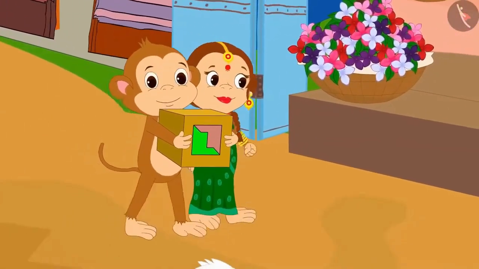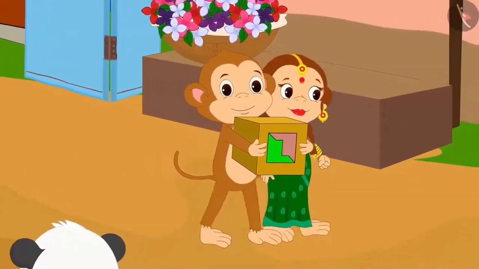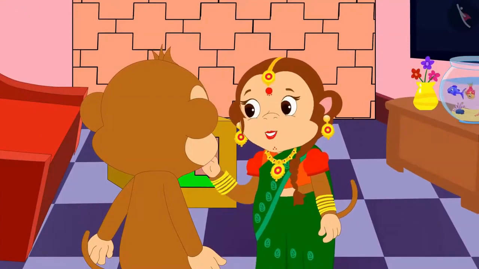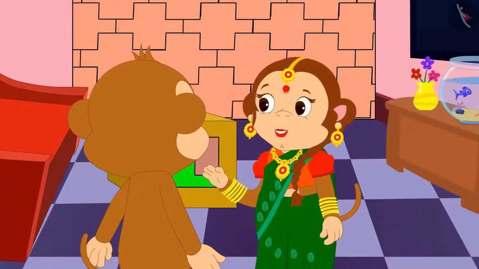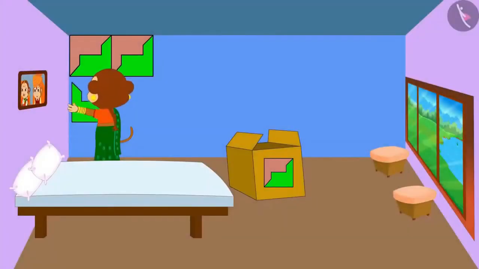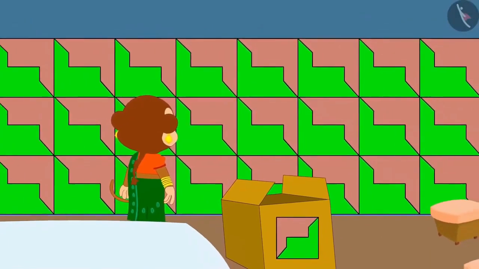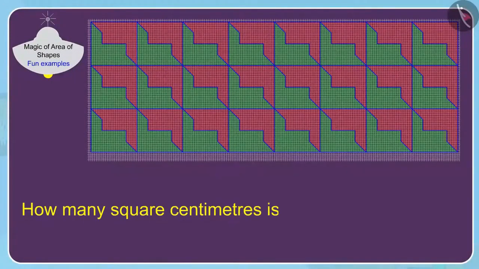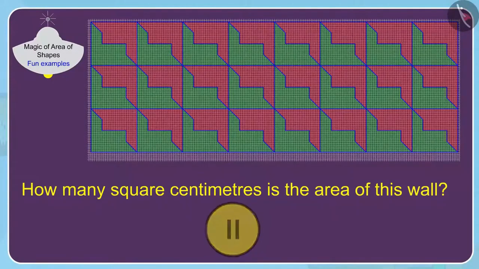Babban immediately bought tiles of that design, and Banno and Babban returned to their home. On returning home, Banno said to Babban, Babbanji, you must be tired. Why don't I decorate the wall of our room with these tiles? Saying this, Banno started decorating the wall of the room. Banno decorated the entire wall in this way. Children, can you tell how many square centimeters is the area of this wall? If you want, you can stop the video and find the answer.